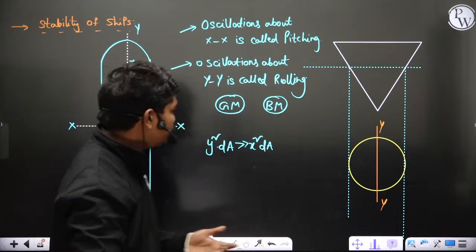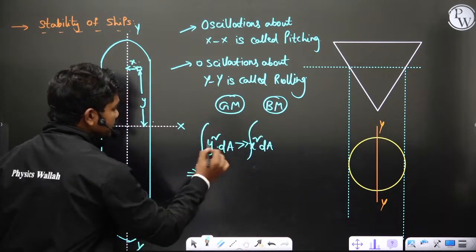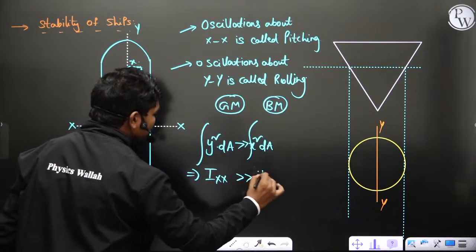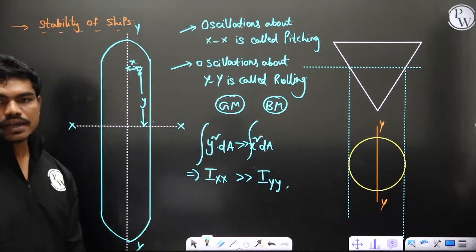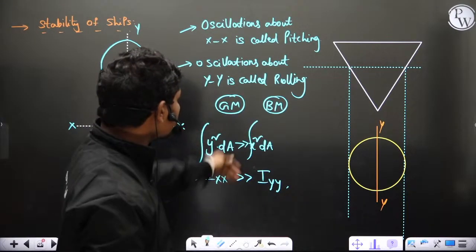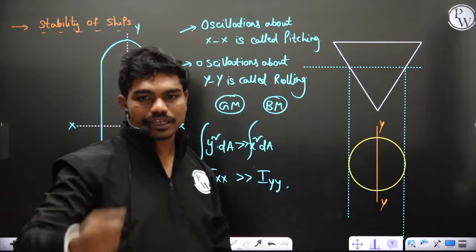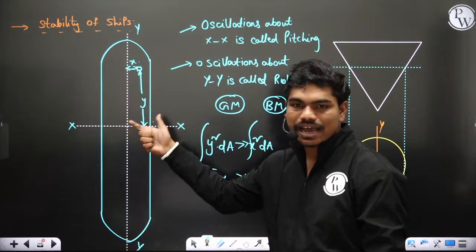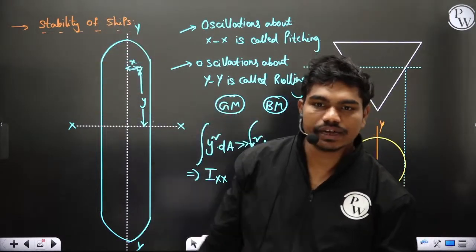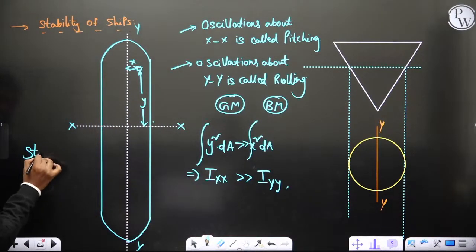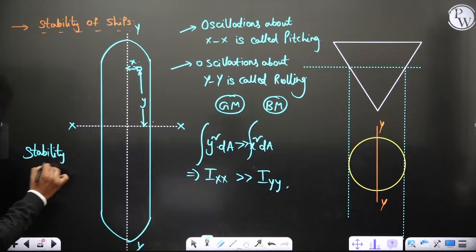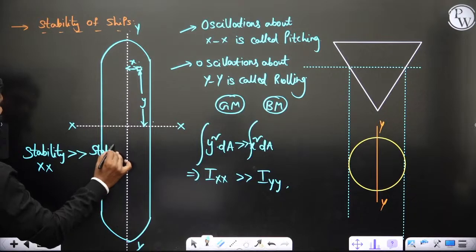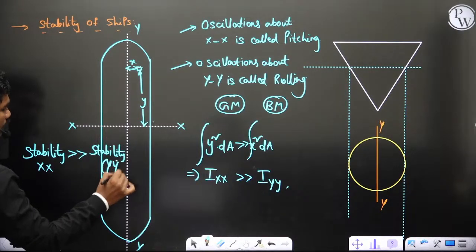Yes or no? And if you perform this integration, then clearly integration of Y square dA is nothing but moment of inertia about this axis. Ixx is very much greater than Iyy in general. So if you put this moment of inertia in these calculations and look at the metacentric height, the stability of the ship is very high about this axis xx as compared to stability with respect to axis yy. So stability in the direction xx is very much greater than stability with respect to the fluctuations about yy.